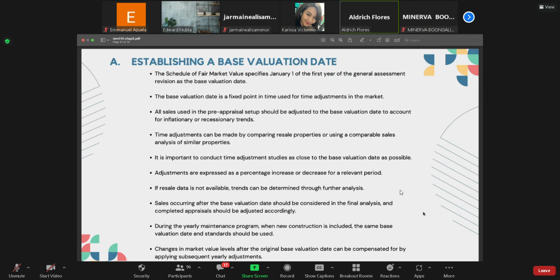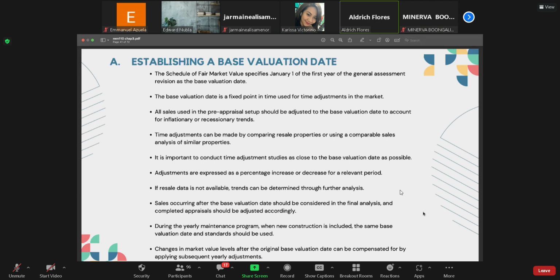Kasi alam na sa paglipas ng panahon, yung market nakaka-experience ng fluctuations like inflation at recession. So to consider these changes, ginagawa natin yung time adjustments to the property values kung saan ine-express din natin ito as percent increase or decrease based on prevailing market trends during that period.